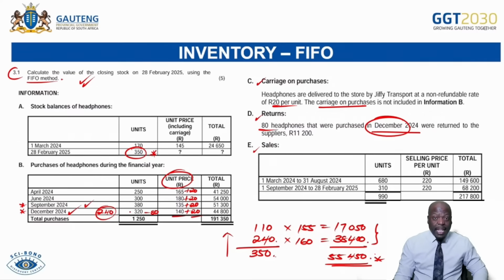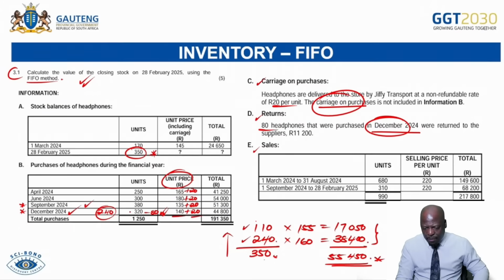55,450. Very key that you already adjust for your carriage, and whenever units are returned, go and subtract them already, so that when you do your calculations, you already know you need 350. In December, you can't get 350, and you can't get 320 either. You can only get 240. Then you say 350 minus 240, that gives you the 110, and then your calculation is finished in that case.